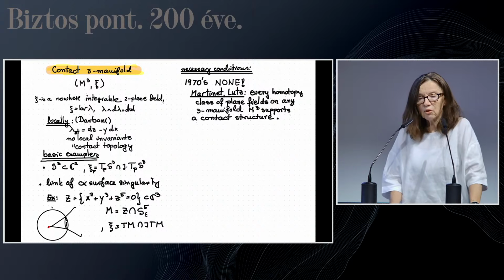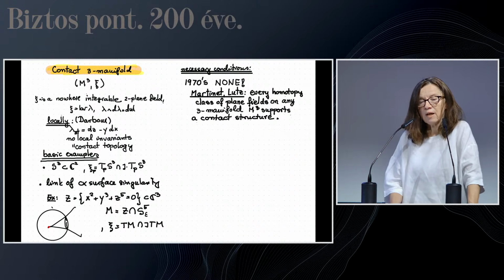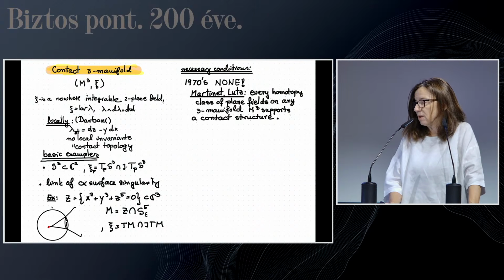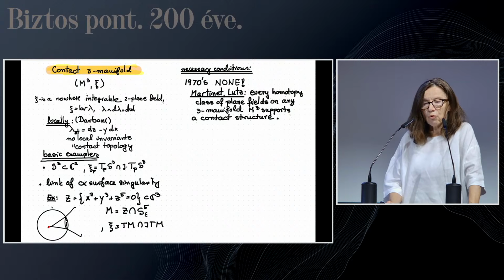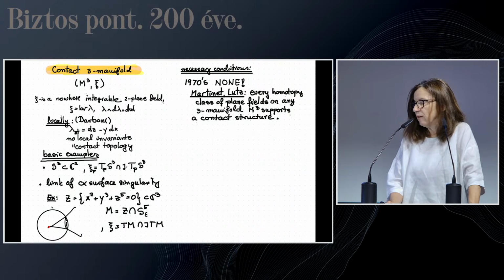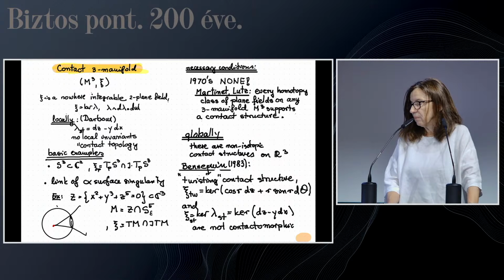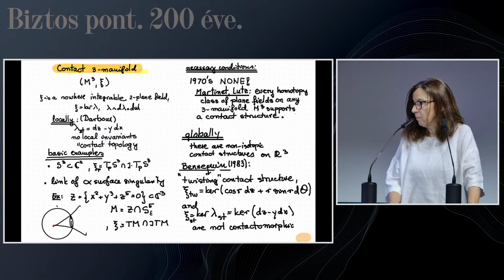So while there are topological conditions for existence of a symplectic structure, there are none for existence of a contact structure. In the 70s, Martinet and Lutz proved that every homotopy class of a plane field on any 3-manifold supports a contact structure. However, going back to this local-global dichotomy, locally they're all the same, and by Martinet and Lutz they exist everywhere on all manifolds, but globally there is a tricky thing.